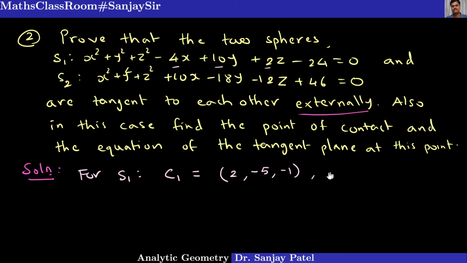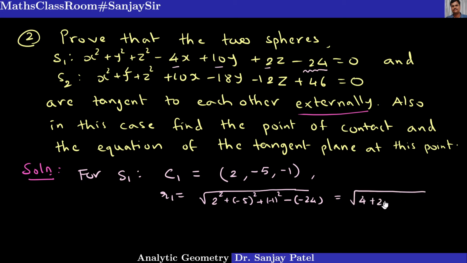And the radius R1 is equal to square root of 2 square plus -5 square plus -1 square minus d. D is this. For the first sphere, it is -24. So -24. So what will be this value? So it is 4 plus 25 plus 1 plus 24. Okay. So you will get square root of 54. This is equal to square root of 54. And if I simplify further, this is 9 times 6, 54. So taking 9 outside of the square root, we'll get 3 root 6. Okay. So this is your R1.